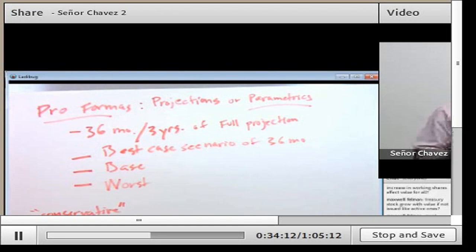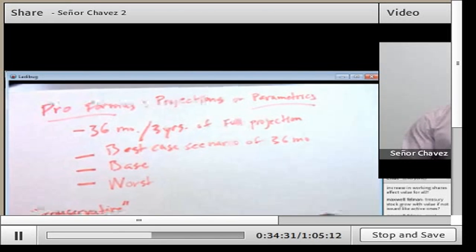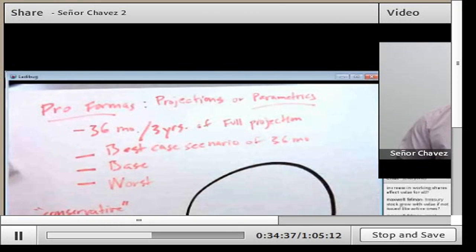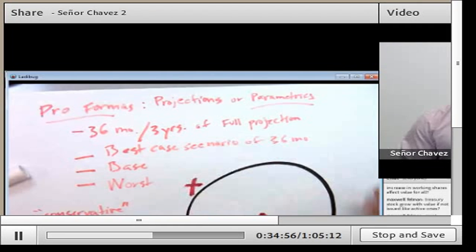What I want to see, and the chances of you getting funded increase exponentially, is if you do 3 sets of 36-month pro formas. Do a best, base, and worst case scenario. Because the scenario that I always see is this. What is this? You know what this is? It's a baseball field. And I'm always seeing the home run or grand slam, which is out here.